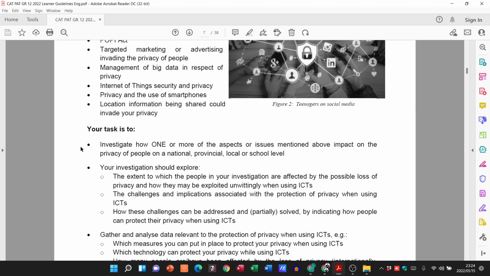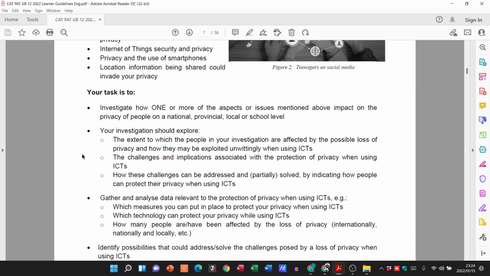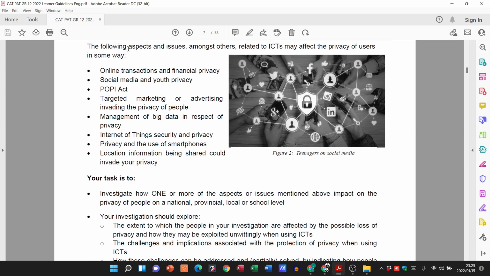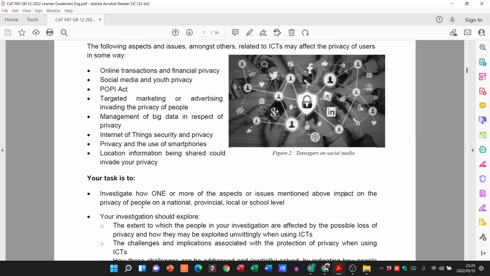So let's see what the task is, given what they've just said, because remember, we use ICT on a daily basis. We're looking at how to protect our data, how we protect ourselves, privacy. You can see where they are going with this. Your task is to investigate, please take note of this, one or more of the aspects or issues mentioned above. So one or more of these. Here are your aspects and issues. They're saying investigate how one or more of these impact on the privacy of people on a national, provincial, local, or school level.